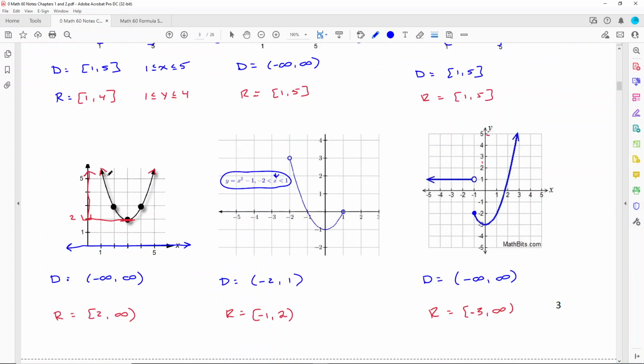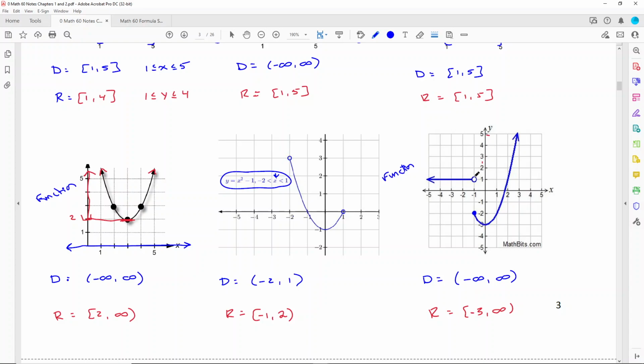If you do this guy, again, the arrows keep going, but we're still only passing through the graph once, so this is a function. This guy, function, and this is the only one that should make you pause and be like, ooh, I don't know.